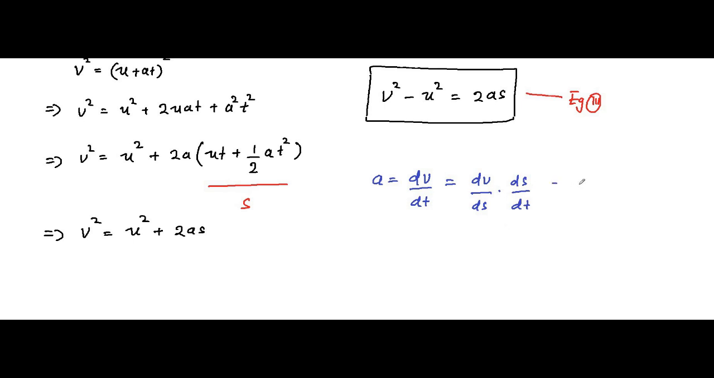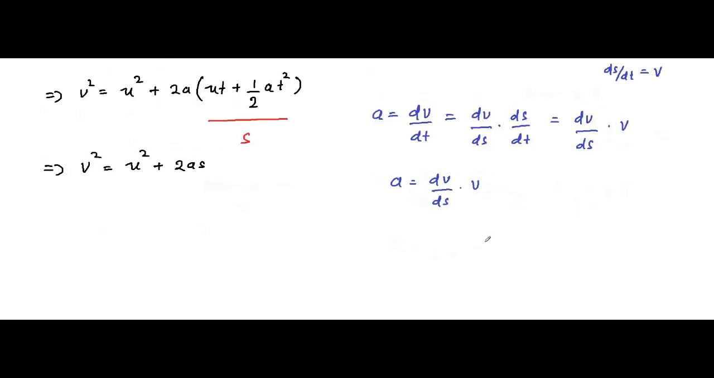So dv by ds into ds by dt, where ds by dt is nothing but velocity v. So it is dv by ds into v. Velocity is the derivative of displacement with respect to time, ds by dt is equal to v, we know that. So this is the expression, a is equal to v dv by ds. Now this becomes v dv is equal to a ds.